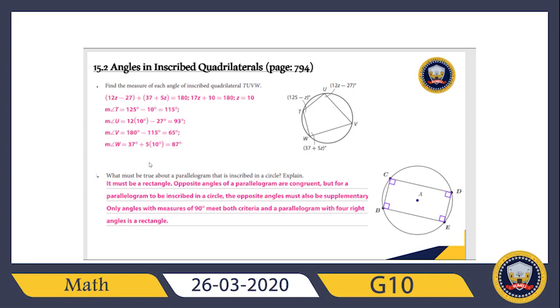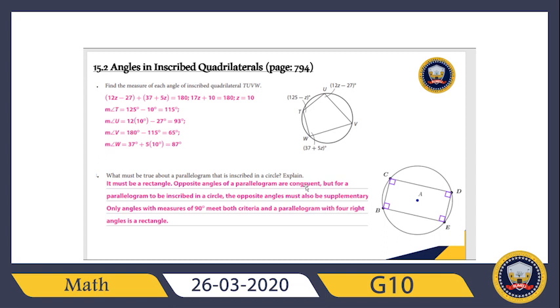Now look at this question. What must be true about a parallelogram that is inscribed in a circle? I have a parallelogram inscribed in a circle. What is going to be true for this parallelogram? We know that the parallelogram is already a quadrilateral. So we know that the parallelogram's opposite angles are congruent, right? Opposite angles of the parallelogram are congruent.